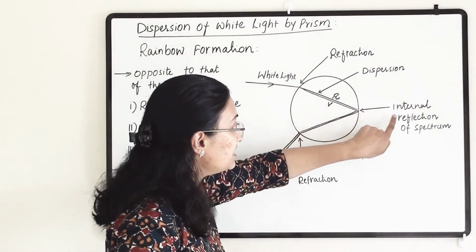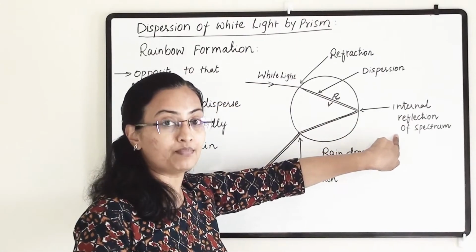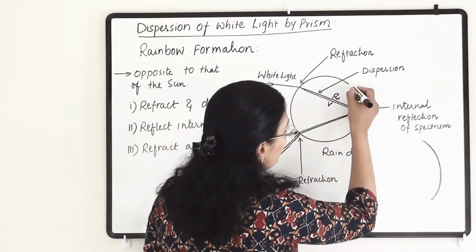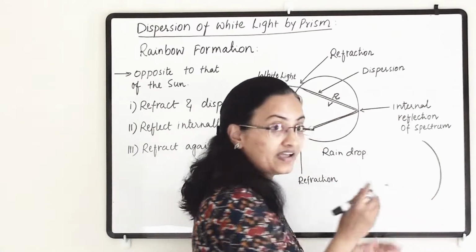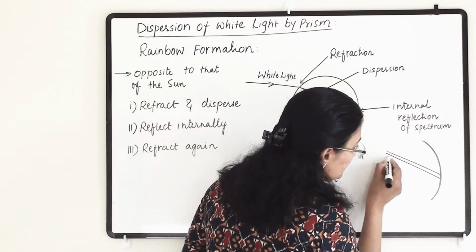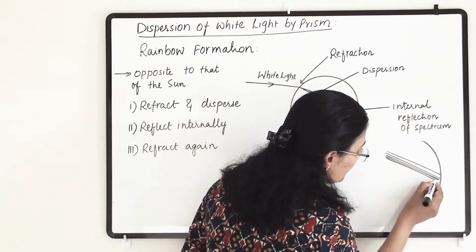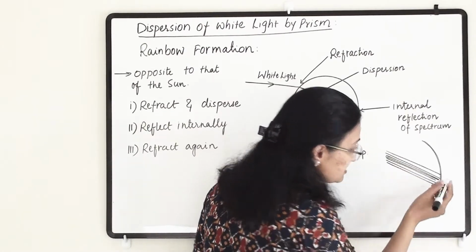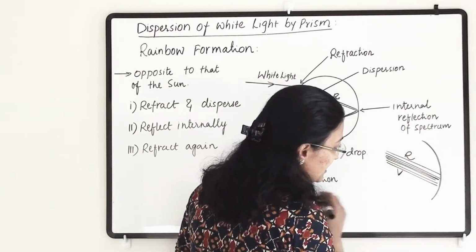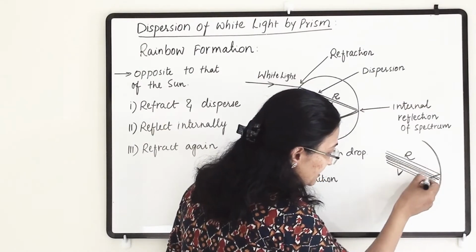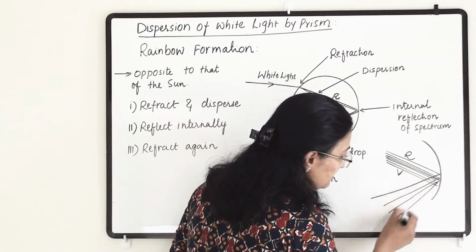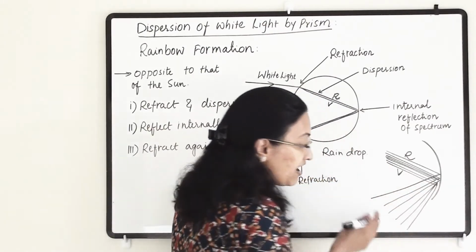After this, the internal reflection of the spectrum will happen. That means this surface of the raindrop which we are seeing here will act as a mirror and it will reflect all the 7 colors of the light. For example, there are 7 colors here, and all these 7 colors will reflect, and this red color is at the top, violet is at the bottom. So here they will reflect and red will come out first, and later on all the 7 different colors will come out after that.